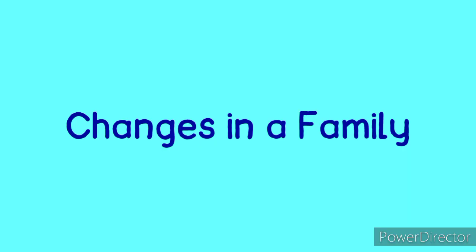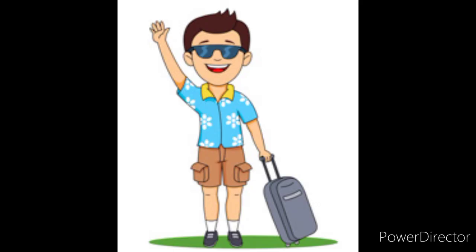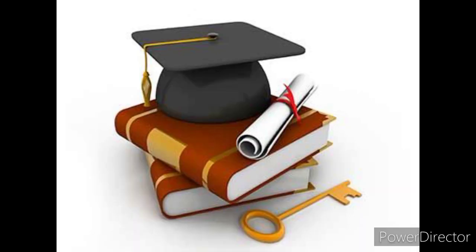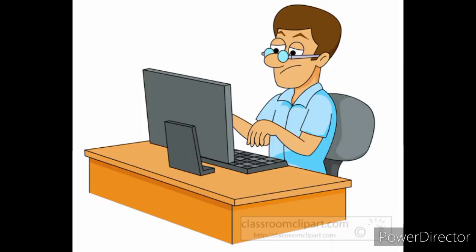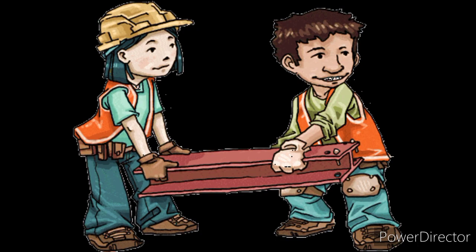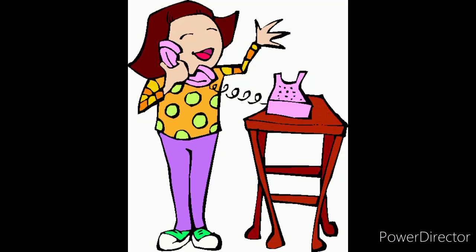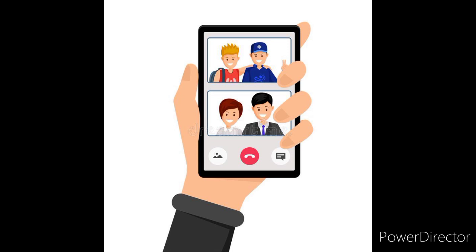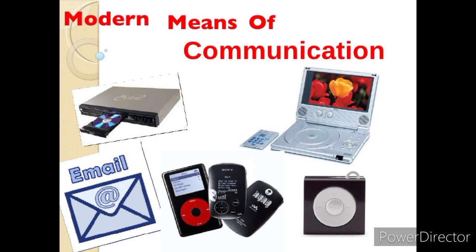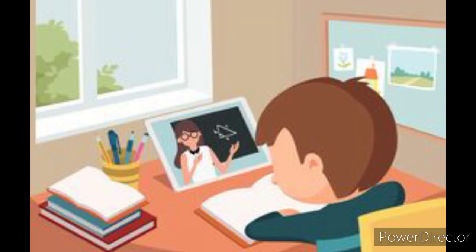Changes in a family. When a member of the family goes far away for reasons like education, job, or occupation, he stays in touch with the family through letters, telephone calls, and now we also have the internet. These modern means of communication have brought the world close together. It is really true. For example, today in this pandemic situation, we teachers are sitting at home and teaching you all through online sessions.